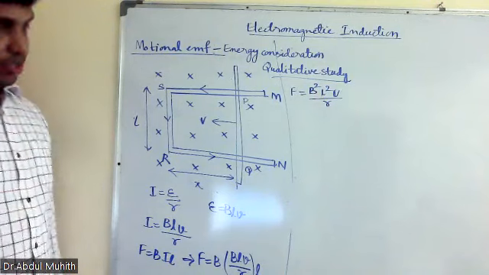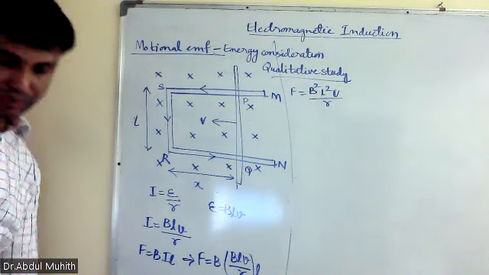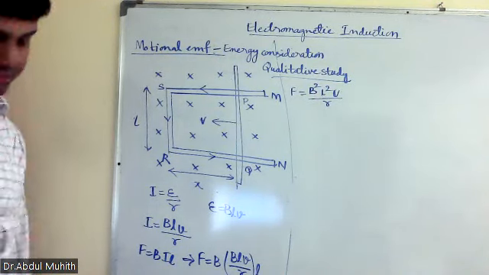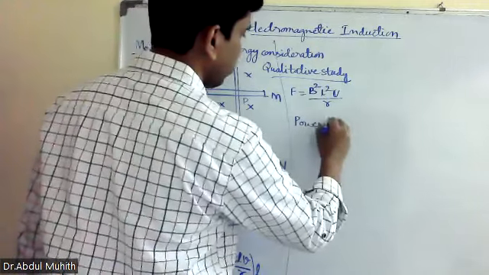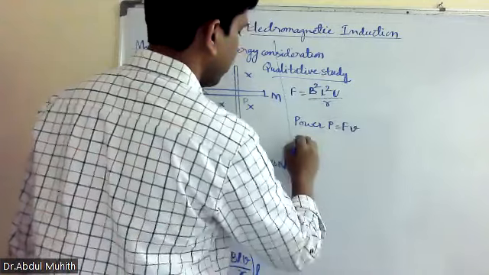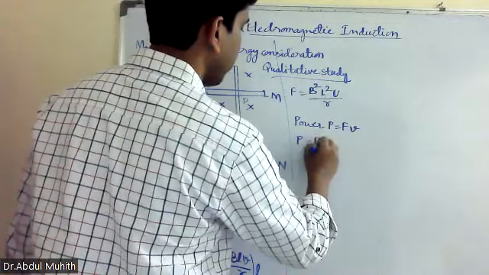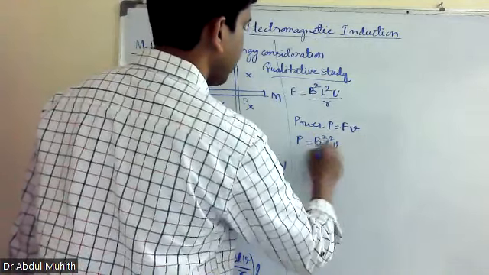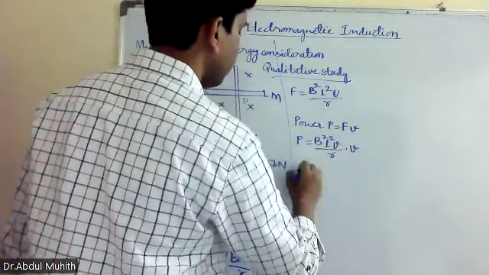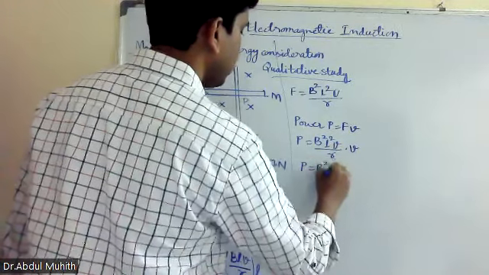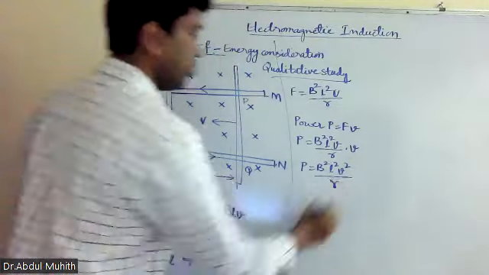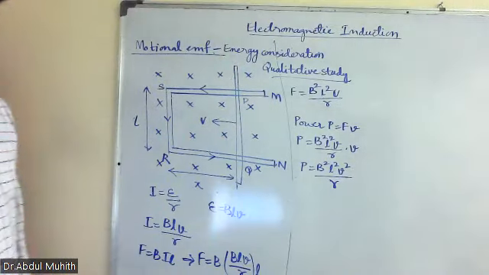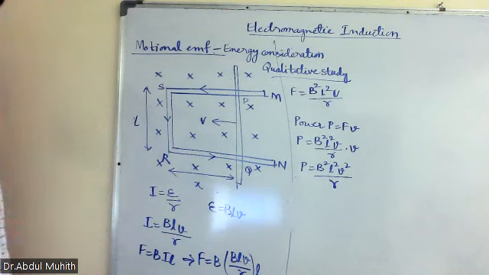Now, we also know the power formula: P = F × V. So power P is equal to what? F is B²L²V/R, into V. So P = B²L²V²/R, divided by R.